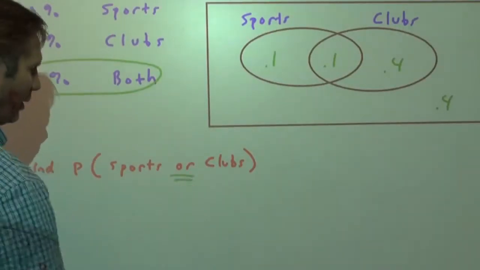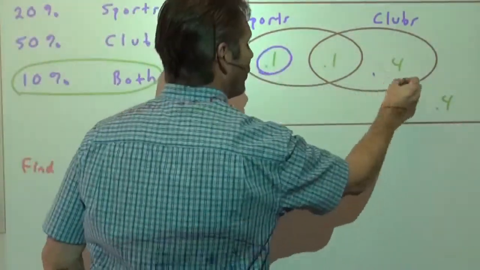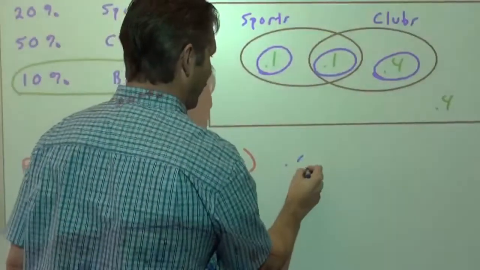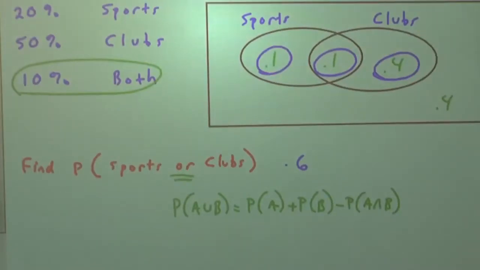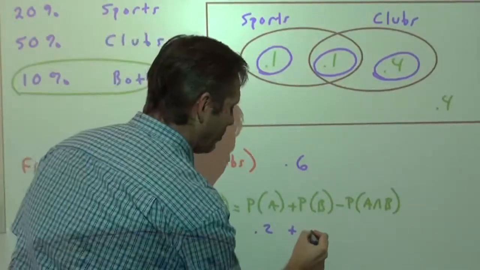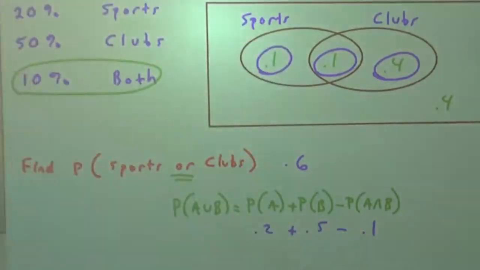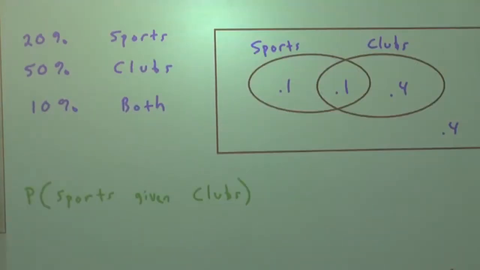Want to find this probability right here. We see the word or. Remember in mathematics, you could be in sports, or you could be in clubs, or you could be in both. You add those guys up, you get the 0.6. You can also use that formula right there. Probability of being in A is 0.2. Probability of being in B is 0.5, but you have to subtract the probability of being in both, which is the 0.1, and you would end up with the same 60%.